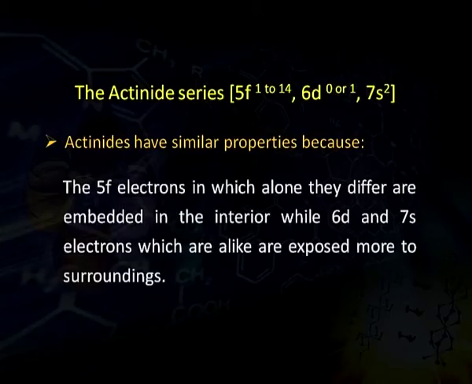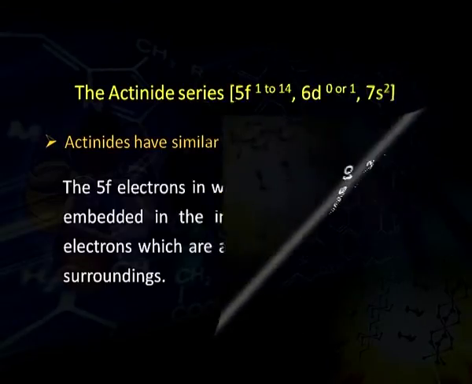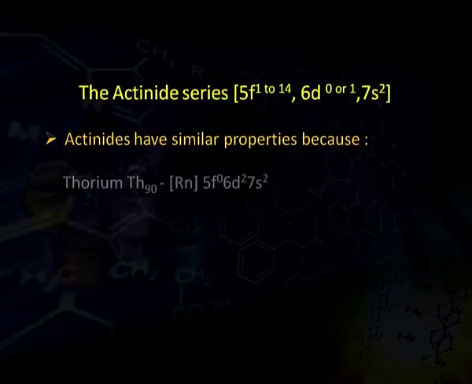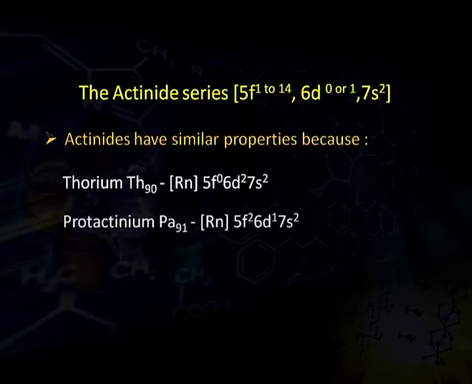It has the general configuration 5f 1 to 14, meaning successive addition of electrons in the 5f, 6d 0 or 1, and 7s. The actinides have similar properties because the 5f electrons, in which alone they differ, are embedded in the interior, while the 6d and 7s electrons, which are alike, are exposed more to the surroundings. The actinides have similar properties because of their structure.